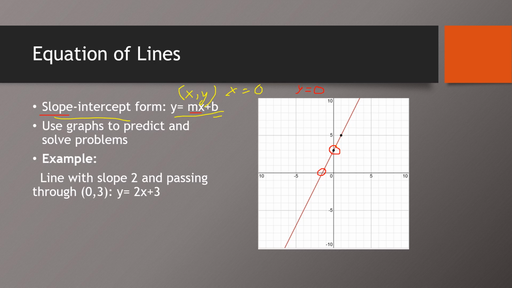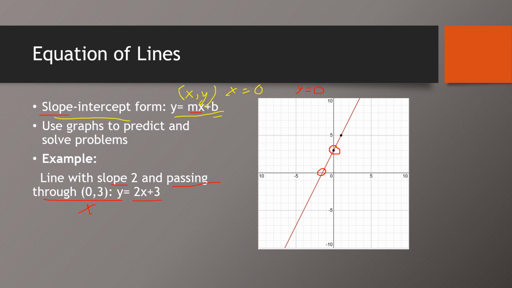Now we use these graphs to predict and solve problems for any lines. One example would be a line with slope 2 passing through 0, 3. The slope-intercept form will be y equals 2x plus 3, because the m or slope is 2, so we are replacing m with 2. And as it went through the point 0, 3 and x is 0, that means 3 is the y-intercept. So that's why we are putting 3 as b, and this is the equation.